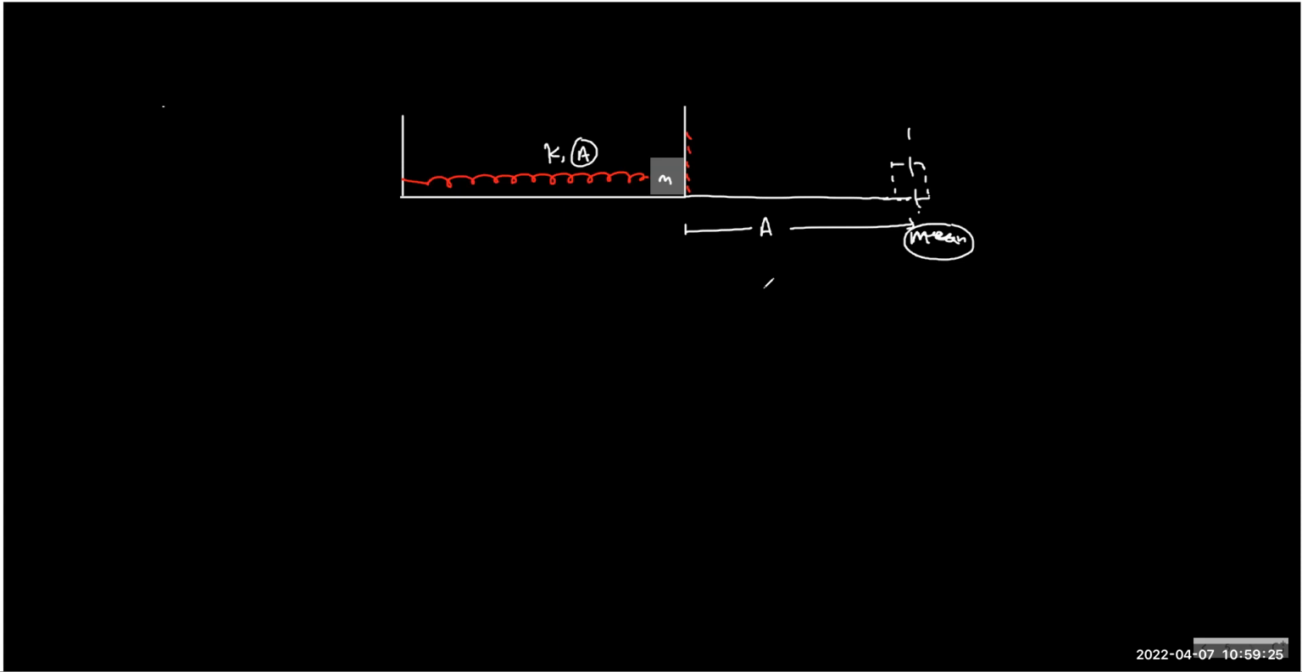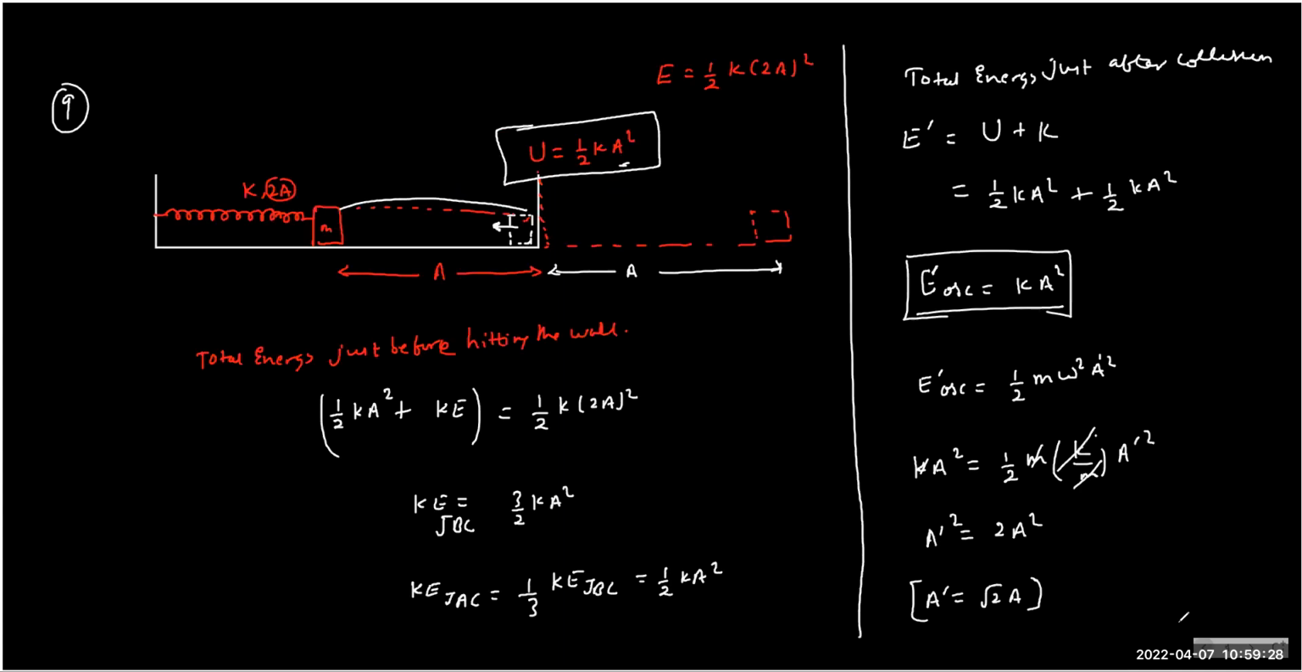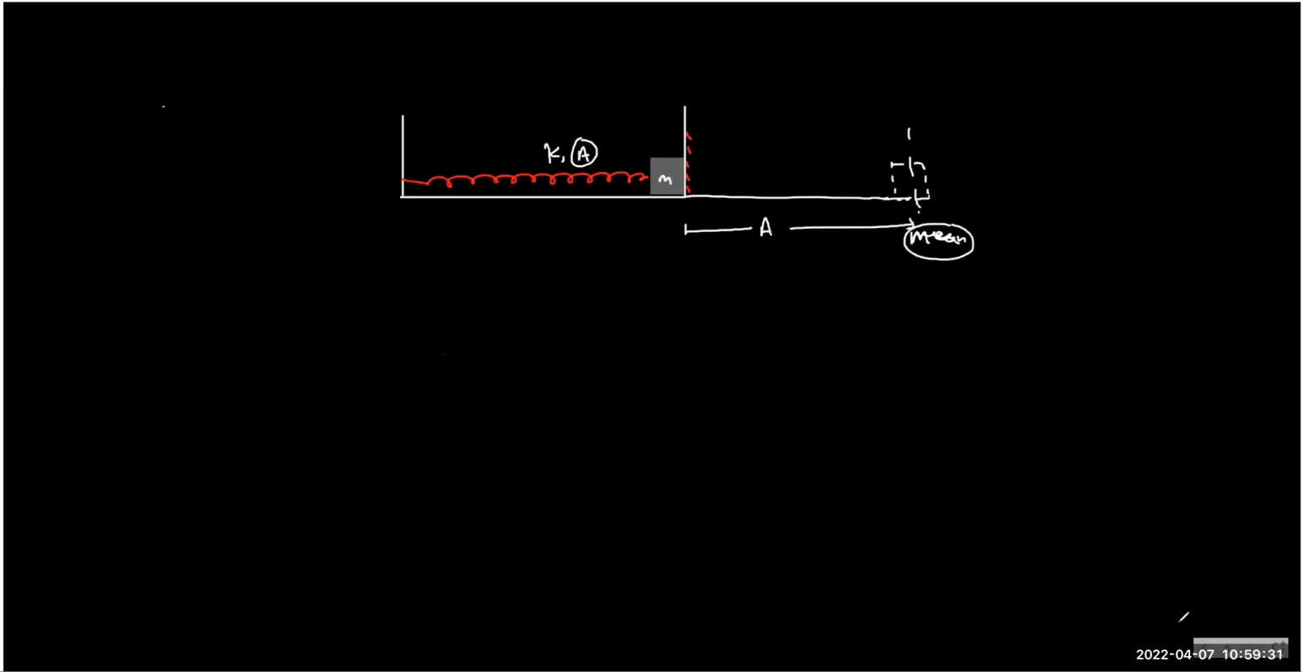Yes. And if you look at the answer we got, what is the new amplitude of oscillation? Root 2A. Root 2A. It means it can go root 2A this side and root 2A this side, which is bigger than A, isn't it? Yes. So how much will it go back before coming to rest? Root 2 minus 1. Root 2 minus 1 into A.